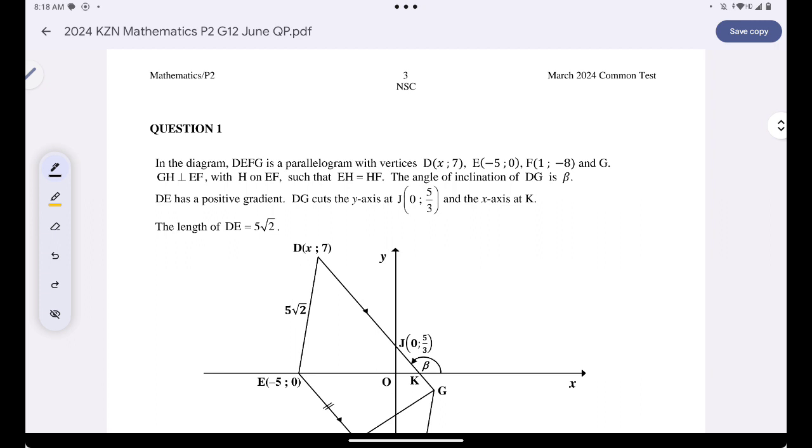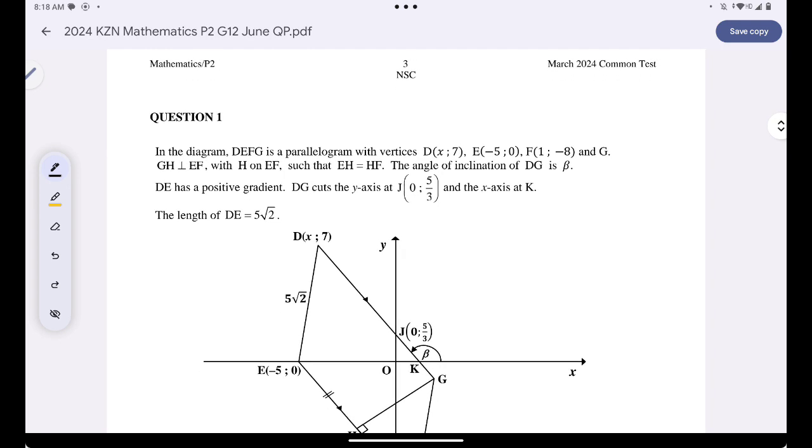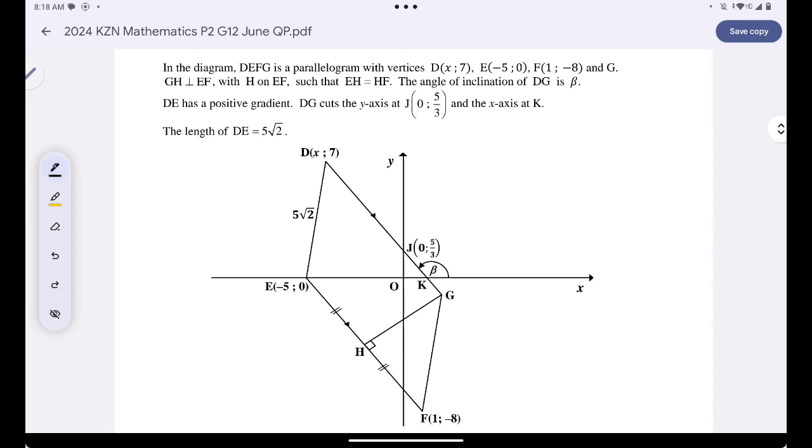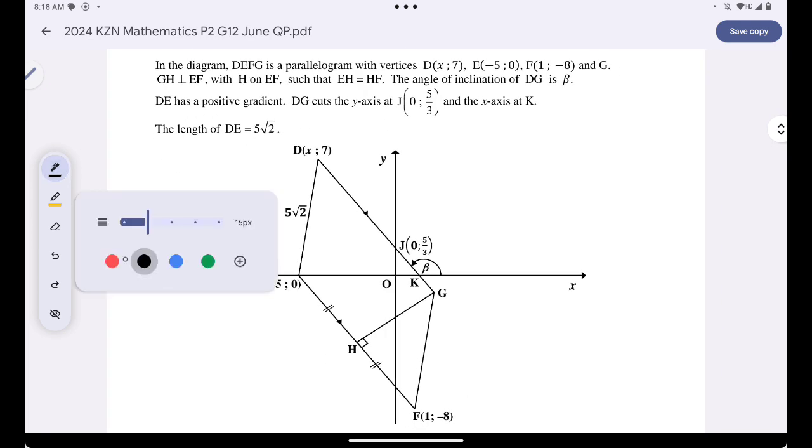Okay, question one. I'm given a diagram and I'm told that DEFG is a parallelogram with vertices D, E, F, and G. Since this is a parallelogram, I can simply say that this is equal to this. These two are also parallel. Since the length of this one is 5 root 2, this one will be 5 root 2 as well, because opposite sides of a parallelogram are parallel and equal.